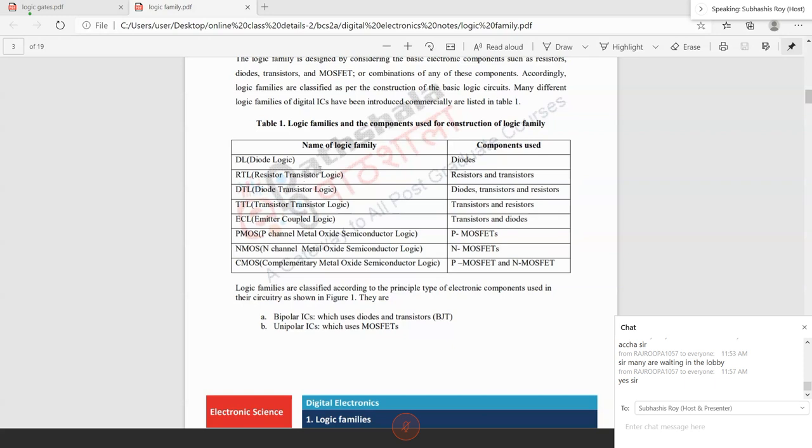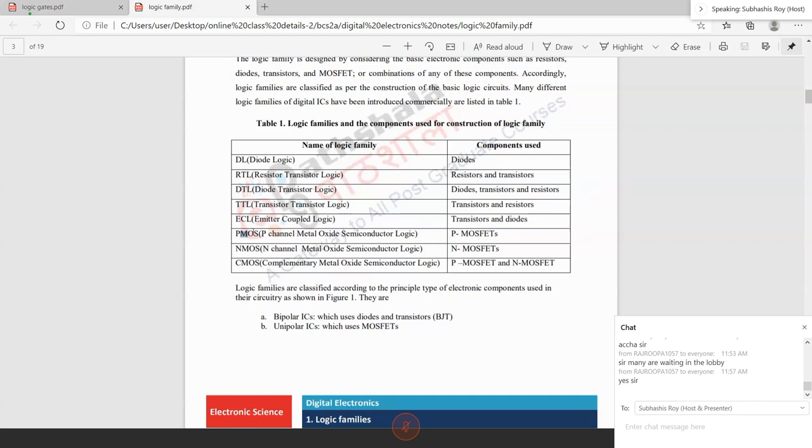Using any of these logic family members, you can design all types of digital building blocks like digital gates, logic gates. You can take DTL, and using DTL you can make NOT gate, AND gate, OR gate, NAND gate, every gate. Using TTL you can make it. Using ECL, or PMOS, you can make these things.